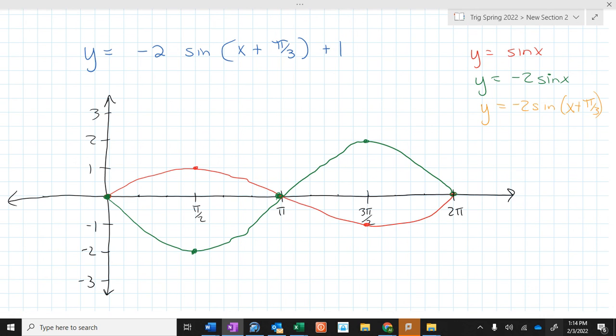How many squares is pi over 3? Why is it 4? Shanty, you're correct. Why is it 4? Because it's pi over 3, so it's 1/3 of 12, which is 4 squares. Okay? So everything goes 4 squares back. Because if we have 12 squares to get to pi, we take 1/3 of 12.